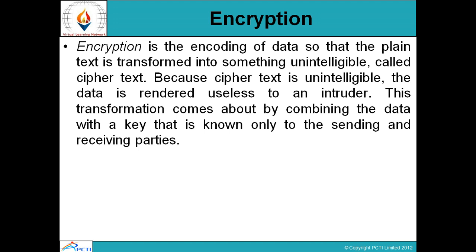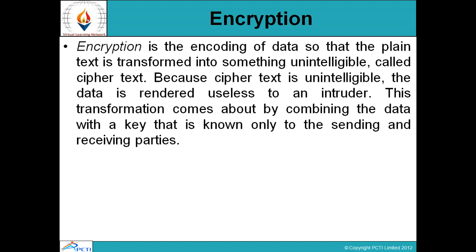But at the destination, when the data has arrived, it comes back as normal text that is readable by the user. This transformation is achieved by combining the data with a key that is known to the sending and receiving parties. Here are the principal methods of encryption that we use today. First is private key encryption, called symmetrical encryption, in which both parties have to share a key and use it to encode and decode data.